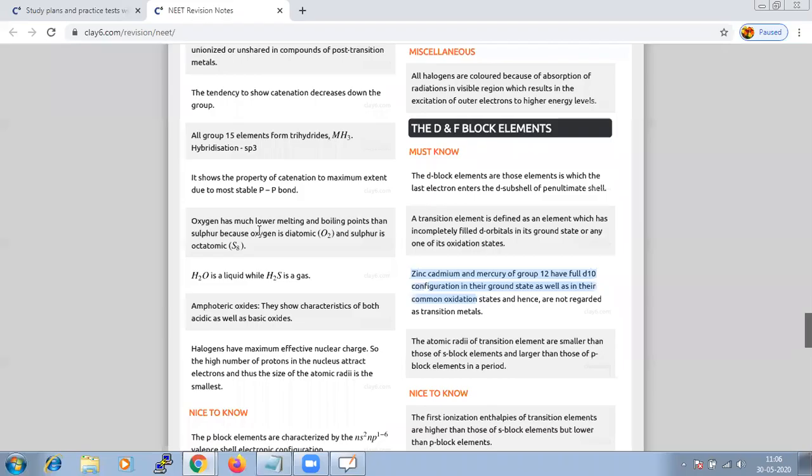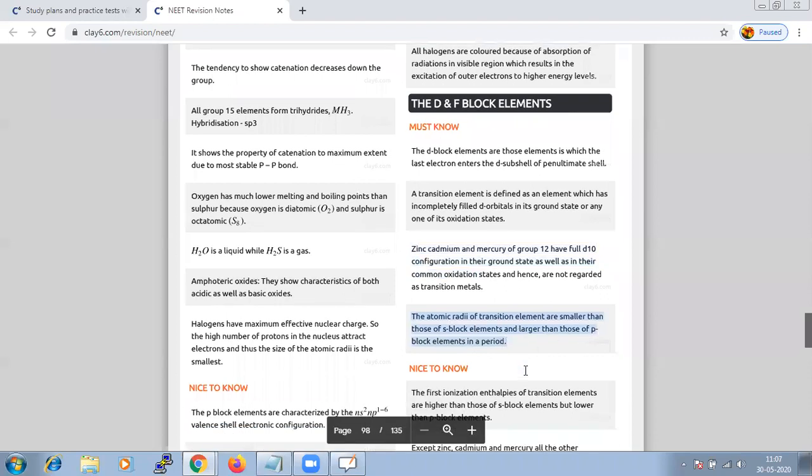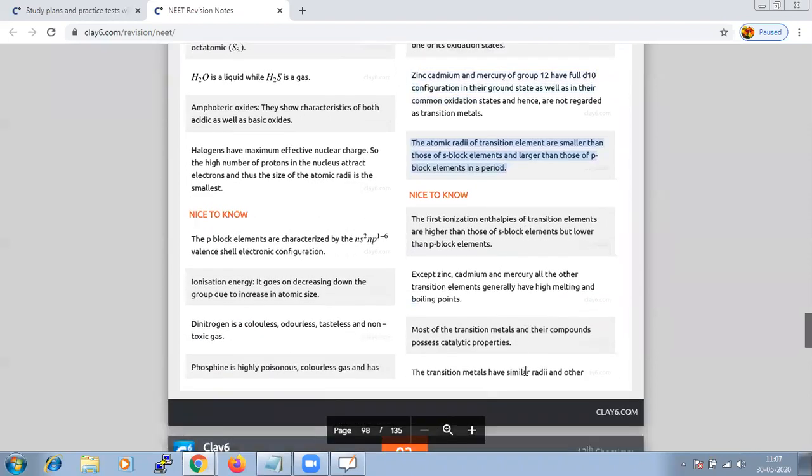And there are certain important points which we should keep in mind from d block elements before I move to f block. So the atomic radii of the transition metals are going to be smaller than those of your s block elements, but of course they will be larger than your p block elements in a period. And the first ionization enthalpy of transition elements is higher than those of your s block elements, but again it will be lower than the p block elements.